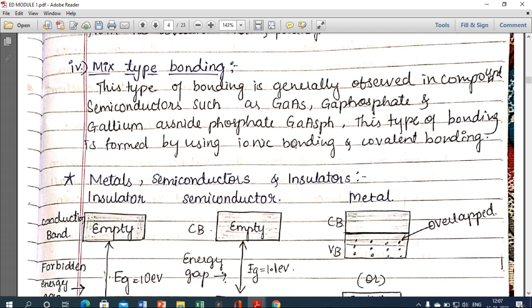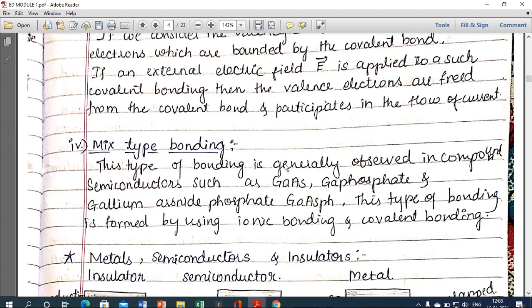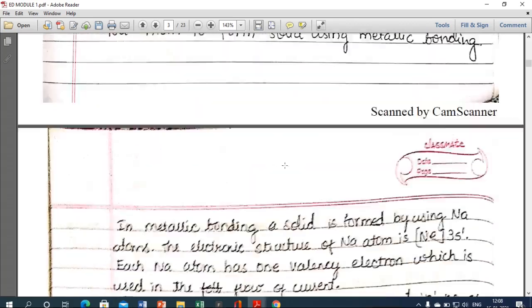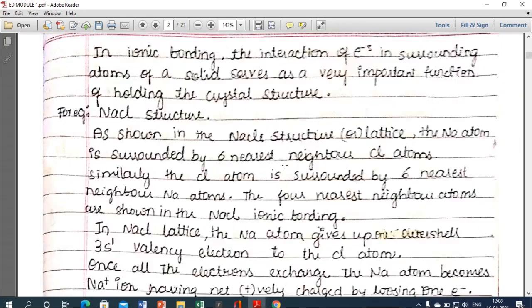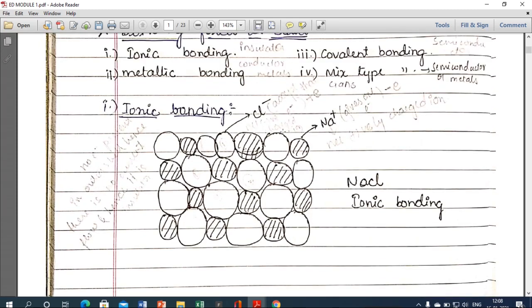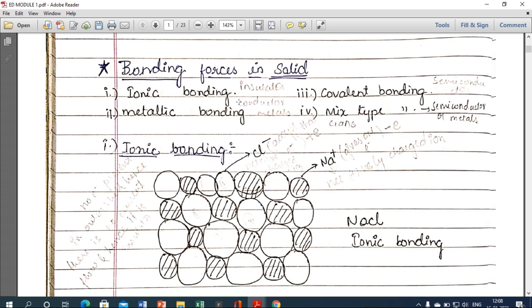Okay, so this is about the bonding forces in solids. We have discussed four types: mixed type, covalent bonding, metallic bonding, and ionic bonding. Based on these bondings, if the material went through ionic bonding, we call it an insulator. If a material went through metallic bonding, we call it a conductor. If the material went through covalent bonding, we call it a semiconductor, which occurs between insulator and conductor.